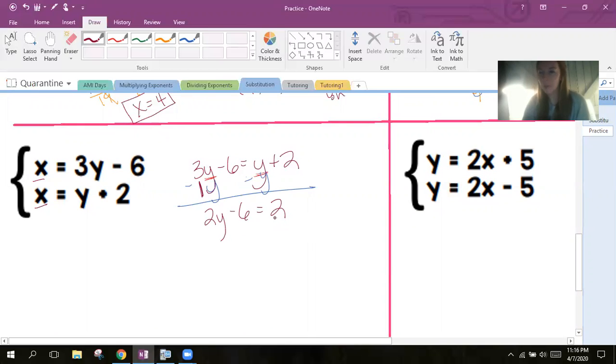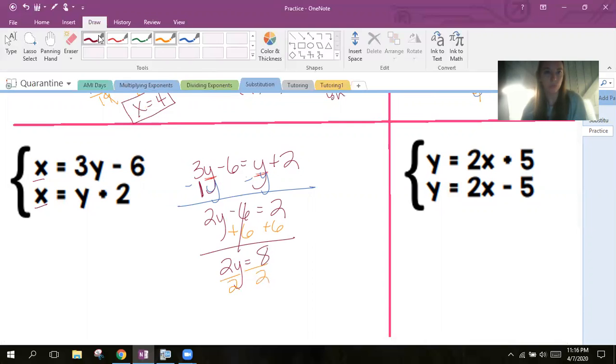Now it's looking more familiar to how you're used to seeing an equation. Now I've got to get this 6 and move it to the other side with its like term. So those 6's are going to cancel. I have 2y equals 8. I'm going to divide both sides by 2, and y equals 4.